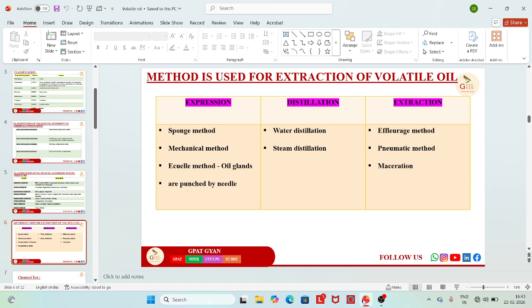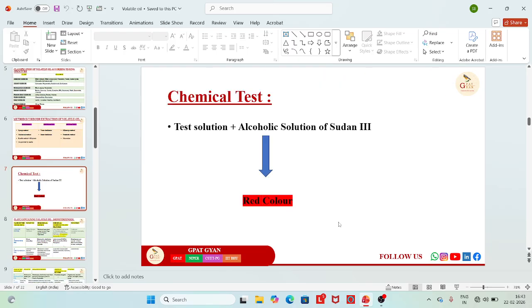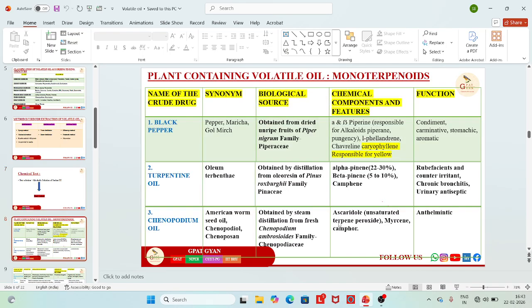Methods used for extraction of volatile oil, go through it well. This is not that much important. Among the extraction methods, the enfleurage method is important, and the method where the oil glands are pricked with a needle is known as expression. For the chemical test, the solution is treated with an alcoholic solution of soda, and a red color appears for the volatile oils.